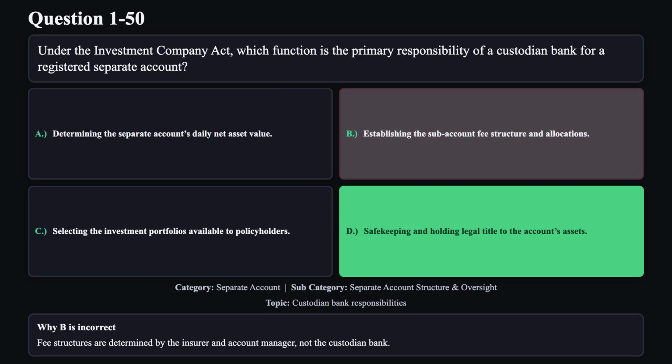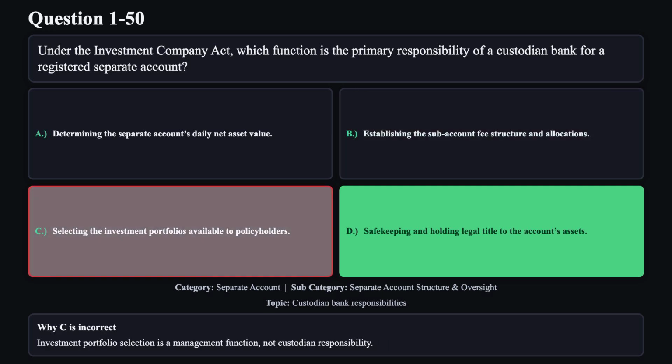Reason B is not correct. Fee structures are determined by the insurer and account manager, not the custodian bank. Reason C is not correct. Investment portfolio selection is a management function, not custodian responsibility.